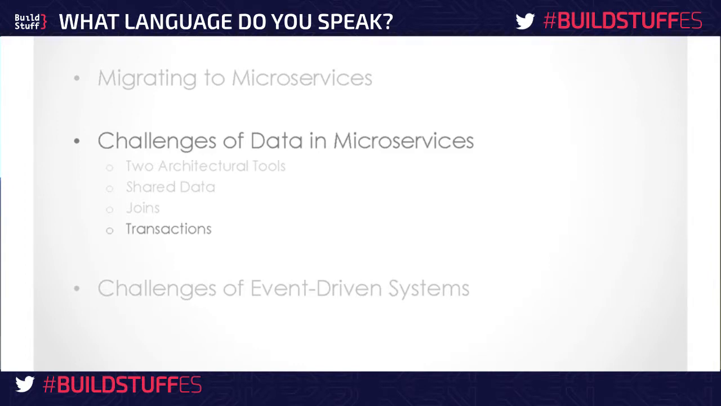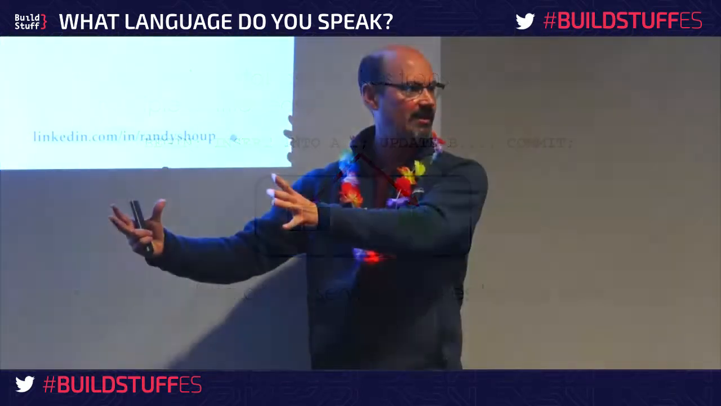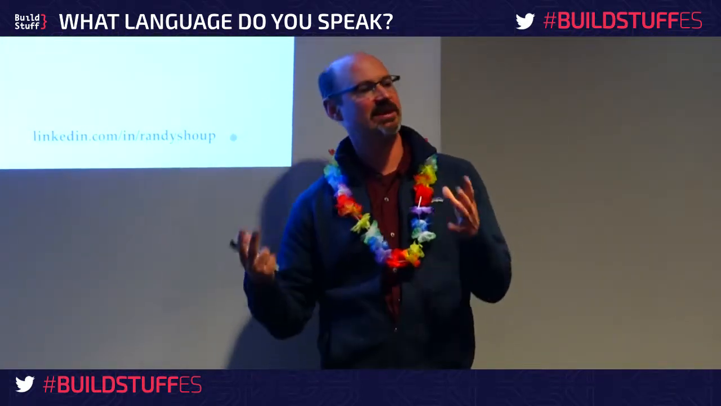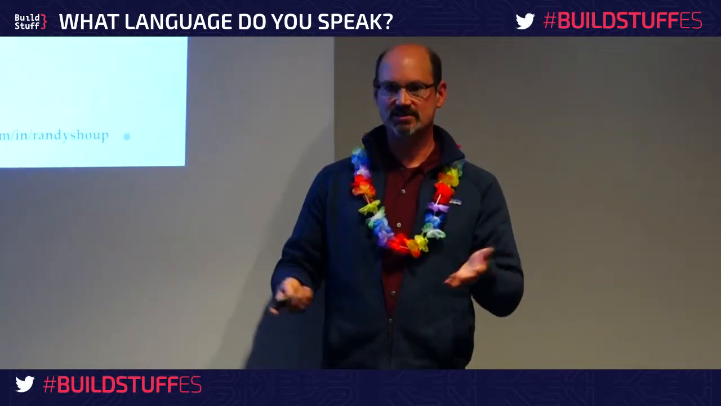So that was joins. Now I want to talk about transactions. Let's motivate the problem. A monolithic database makes transactions across multiple entities very easy. I can simply express, whether in my programming language or in my SQL, that I would like to begin a transaction, I would like to do one or several inserts, one or several updates, and then I will commit. Right? Familiar to everybody? This is so wonderful and so safe and so warm when you have one database. But when I have multiple databases, this becomes hard.